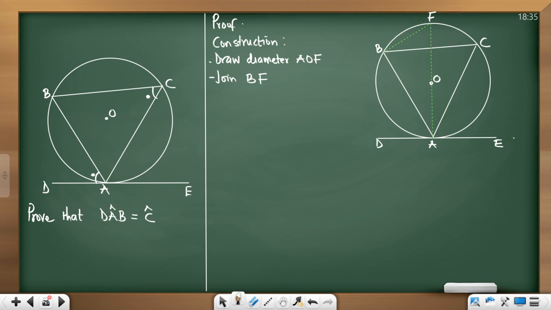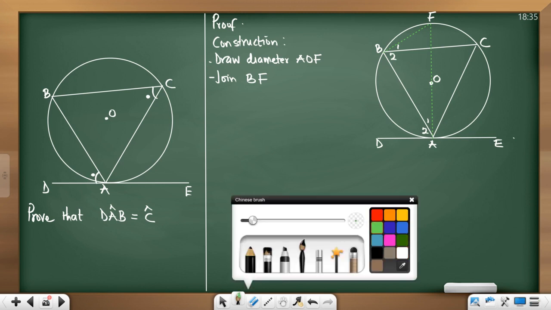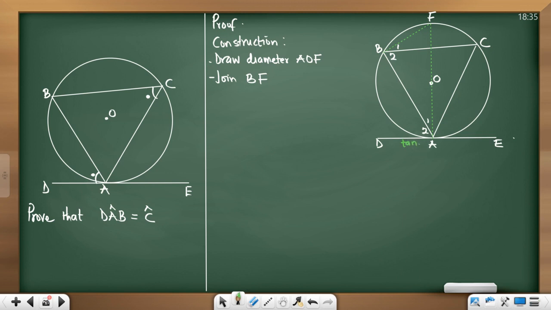Let's call this 1 and let's call this 2. All right? Let's call that 1. Let's call that 2. Let's call them B1 and B2 just for identification. Now, do you notice that this here is a tangent and this here is a radius? We just came from a theorem that says that this thing here is actually 90 degrees, tan rad. We are going to need that particular information.